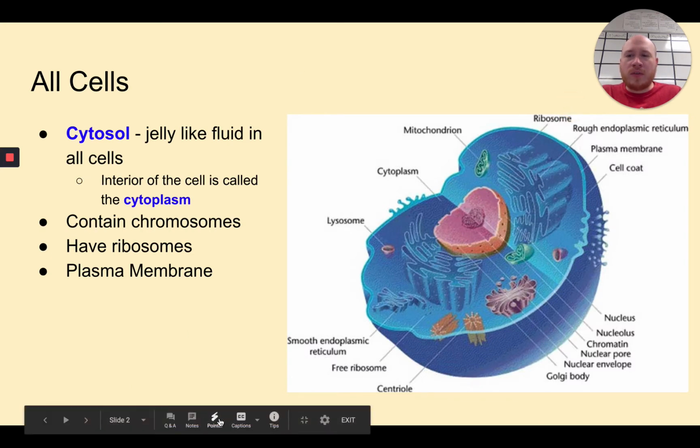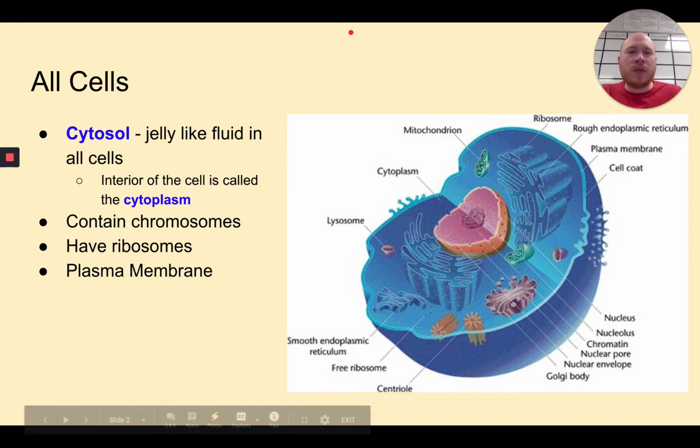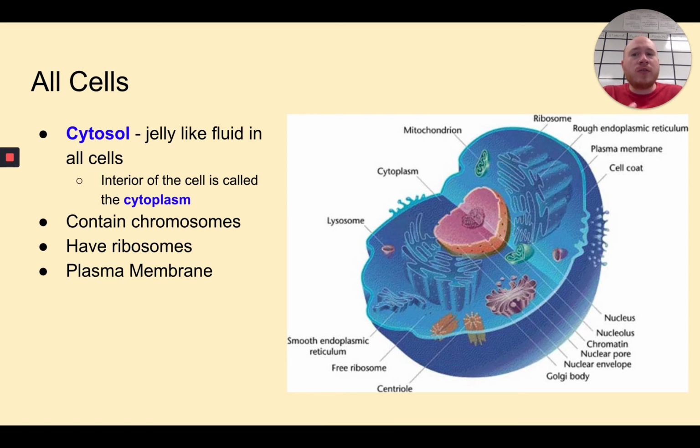Now, all cells have certain things in common with them. So one of the things that all cells have is what's called cytosol. It's a jelly-like fluid in all cells. When you're in middle school, a lot of times we talk about the cytoplasm as being this liquid inside of the cells and it sloshes around, but it actually is more gel-like than anything else. And the interior of the cell itself is actually called the cytoplasm. So just be aware of that. The cytosol is actually the liquid itself.